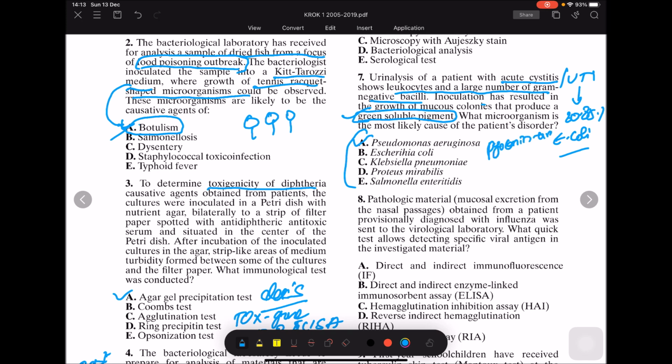which is a green color, and then we can see pyoviridin, that is yellow color. Also we can see pyomelanin, brown color. These are the water soluble pigments you can see in the test tube. So the green soluble pigment and the gram-negative bacilli which cause the acute cystitis point to Pseudomonas aeruginosa.